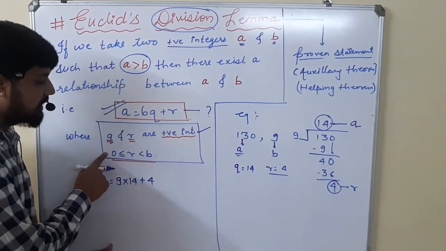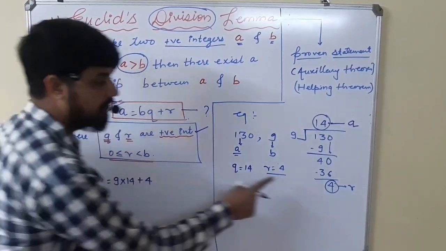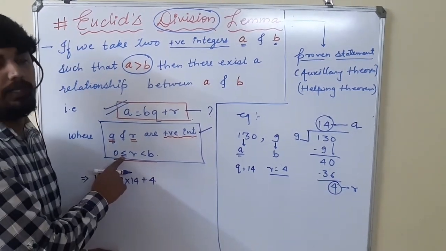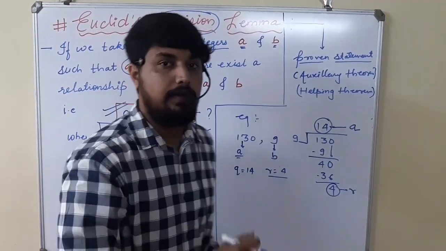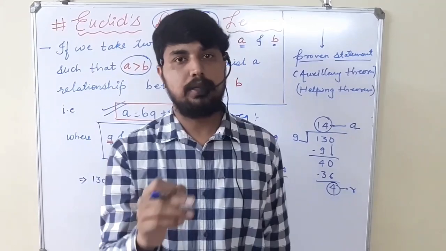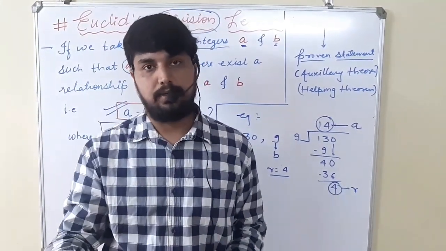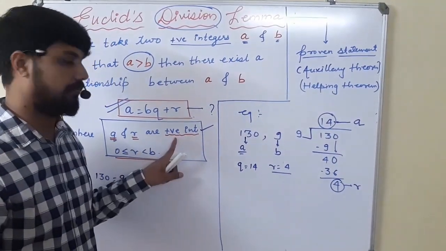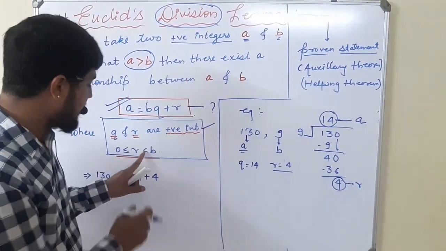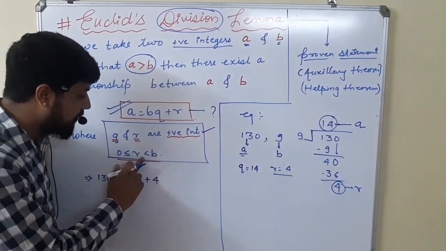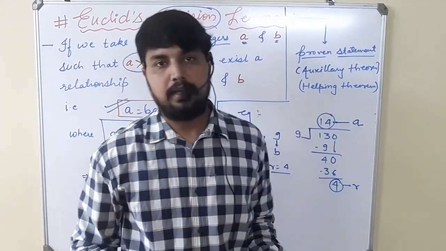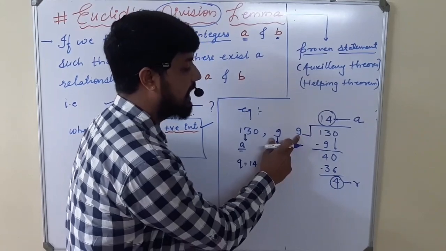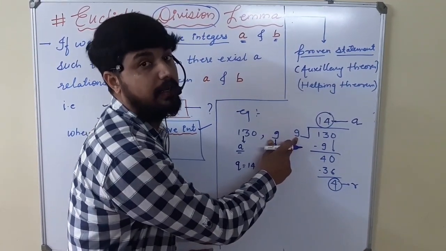Now the second condition is given for r. That means the value of r is always greater than or equal to 0. That means this value of r will always be equal to 0 or greater than 0. It can never be less than 0. That means it can never be negative, which we have already learned. And now the next condition is that r is always less than b. That means whatever the value of the remainder, it should always be less than our divisor.